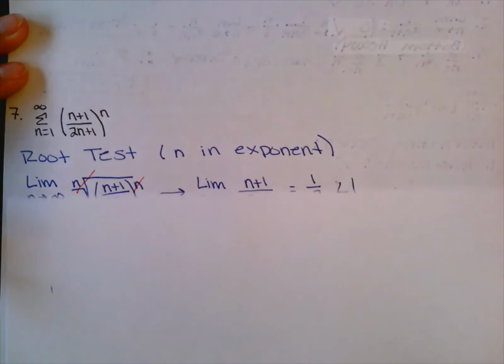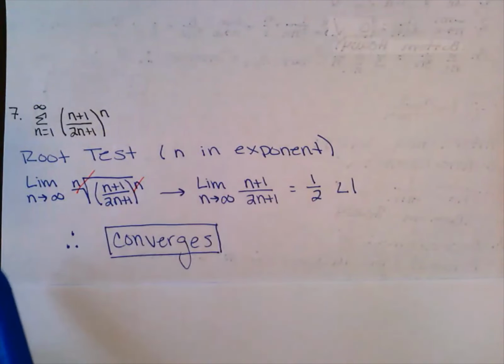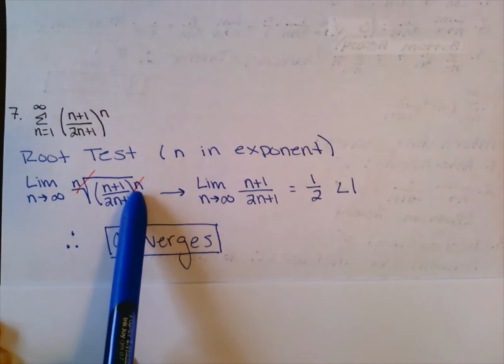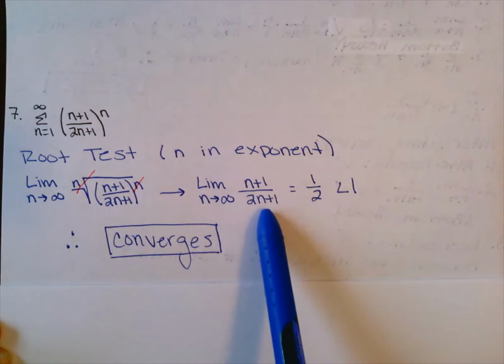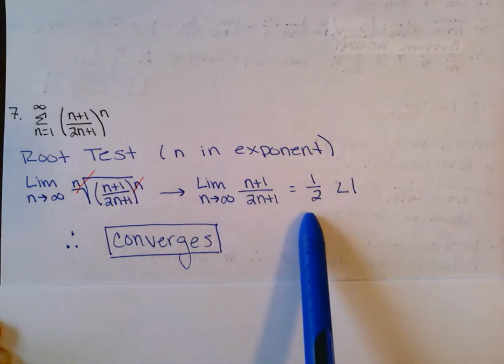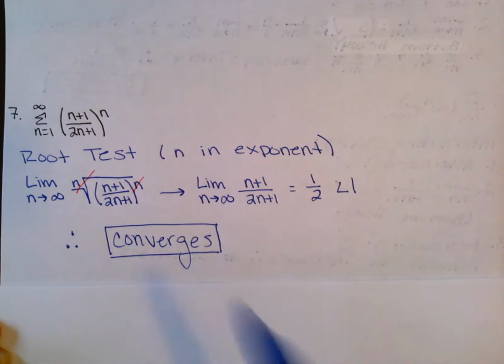Okay? And for our last one, okay? All right, so the fact that this function has an n in the exponent of the entire function, this makes me think right away of the root test, okay? So, by the root test, seeing that n in the exponent, I set the limit to infinity, the root of n and the n in the exponent cancel, and then here I can use my horizontal asymptote rule. My exponents are equivalent, so I'm going to use the coefficients of 1/2. And because 1/2 is less than 1, then it converges.